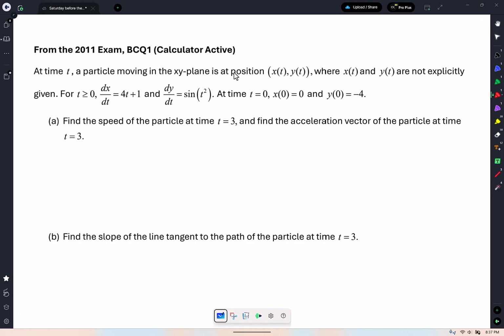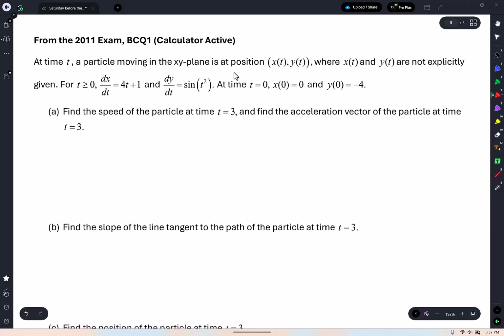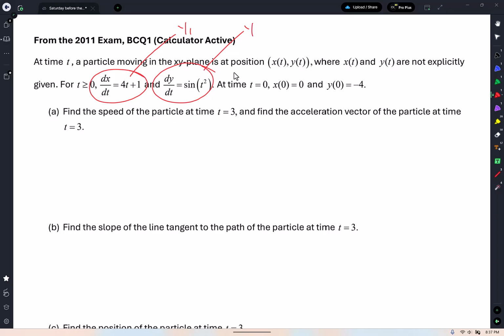At time t, a particle moving in the xy-plane is at position (x, y), where x and y are not explicitly given. For t greater than or equal to 0, dx/dt is 4t plus 1. So immediately I would type that into your y1 of the calculator, and I would type this into your y2 of the calculator. At time t equals 0, x of 0 is 0, and y of 0 is negative 4. So your initial position is (0, -4). That's an x value. This is a y value. And that happens when t is 0. Find the speed of the particle at time t equals 3 and find the acceleration vector of the particle at time t equals 3.